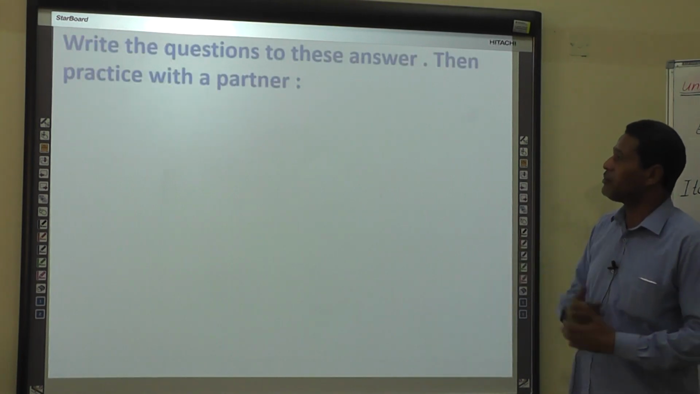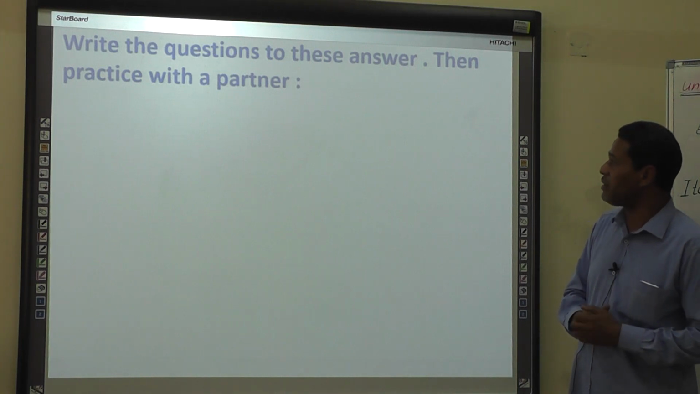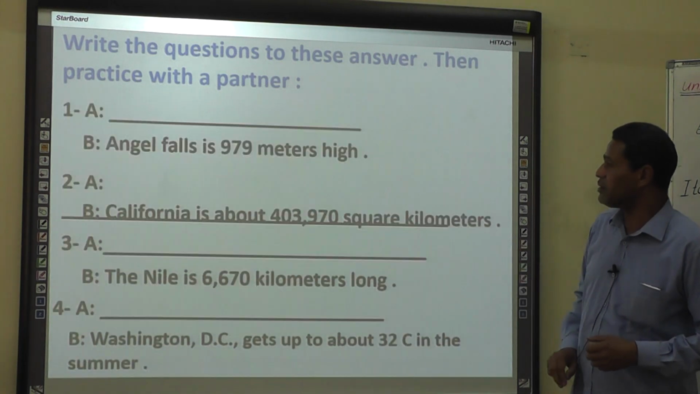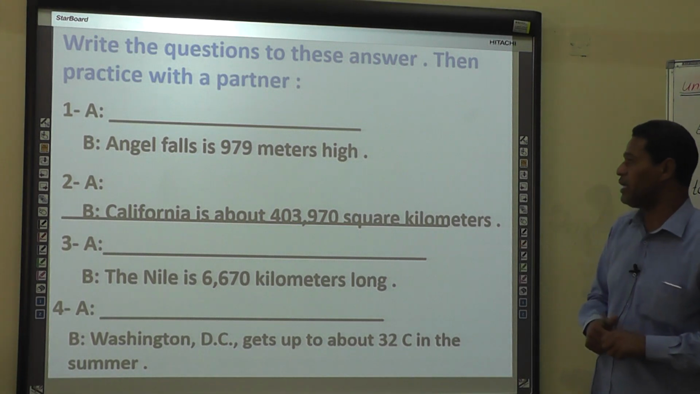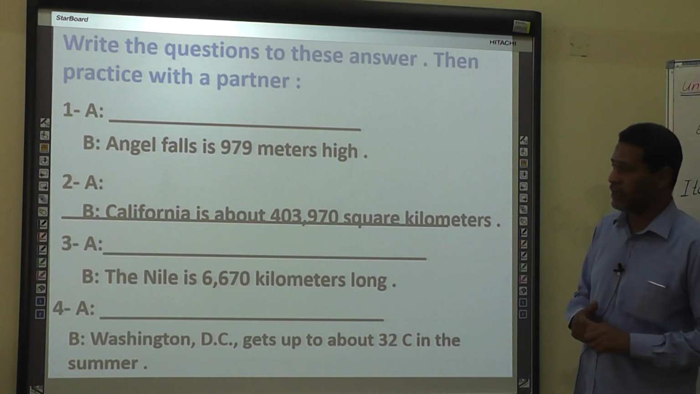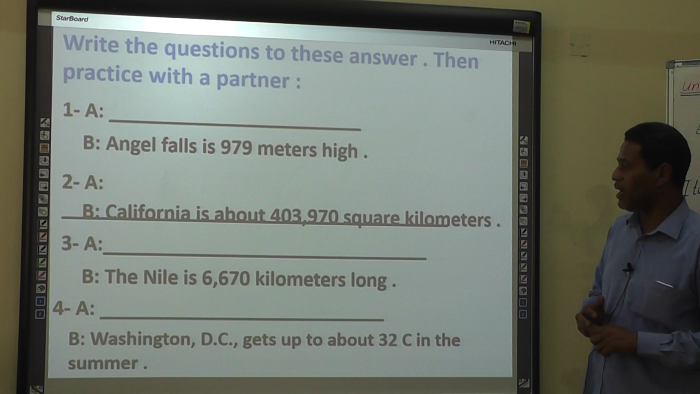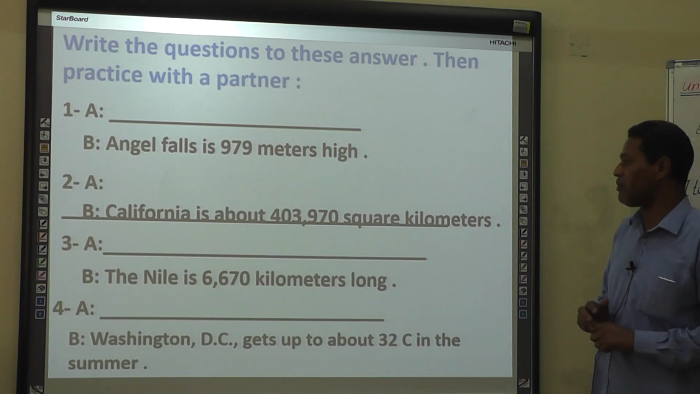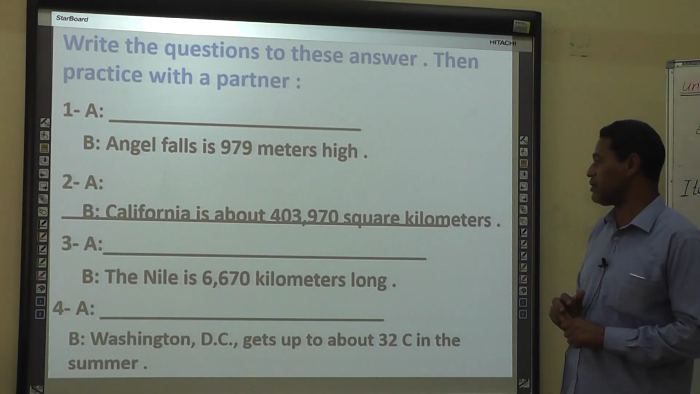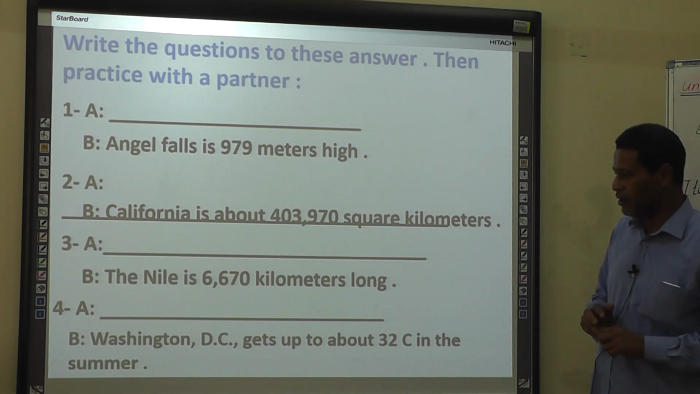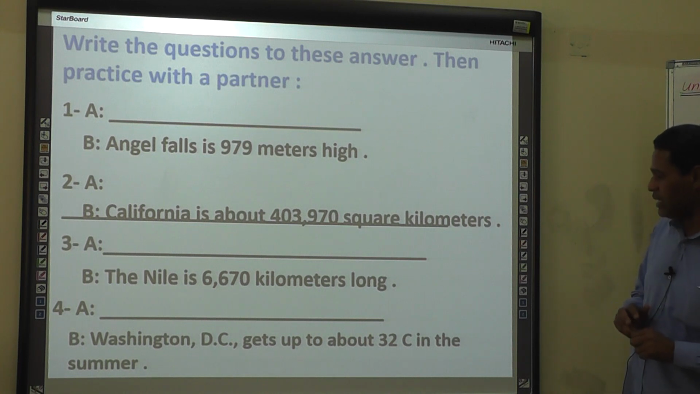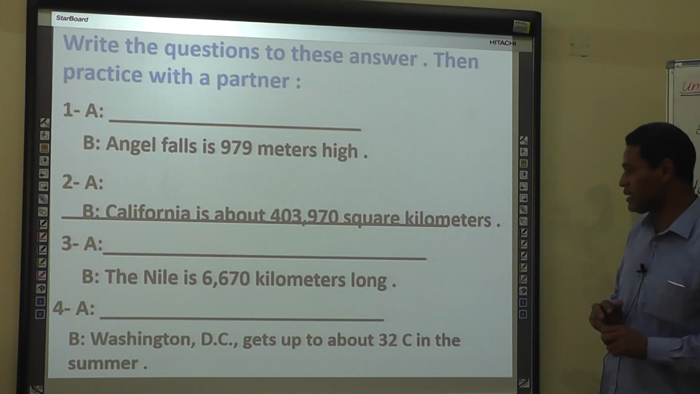Okay, in this exercise, write the questions to these answers. As you can see, you have four answers. Look at them and try to work out the question. One, Angel Falls is 979 meters high. Two, California is about 303,970 square kilometers. Three, the Nile is 6,670 kilometers long. Four, Washington, D.C. gets up to about 32 Celsius in the summer.